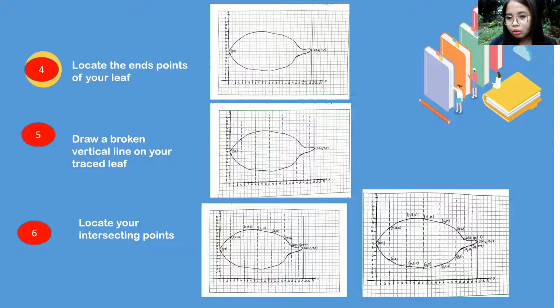12.2, and then 21 and 10, 23 and 9.8, then 24.5 and 9.5. So the same process, this is the intersecting points of the lower curve.